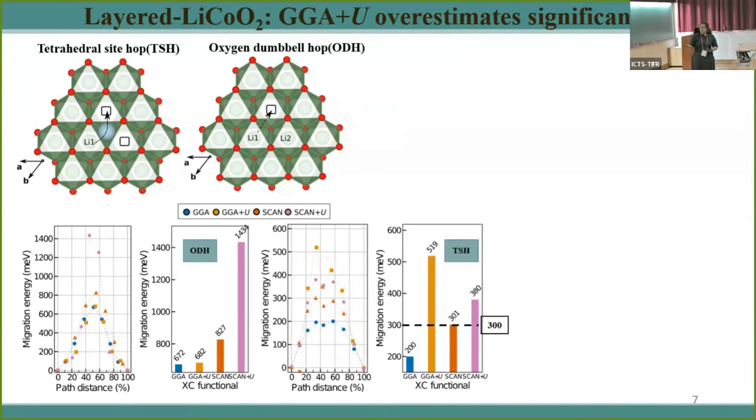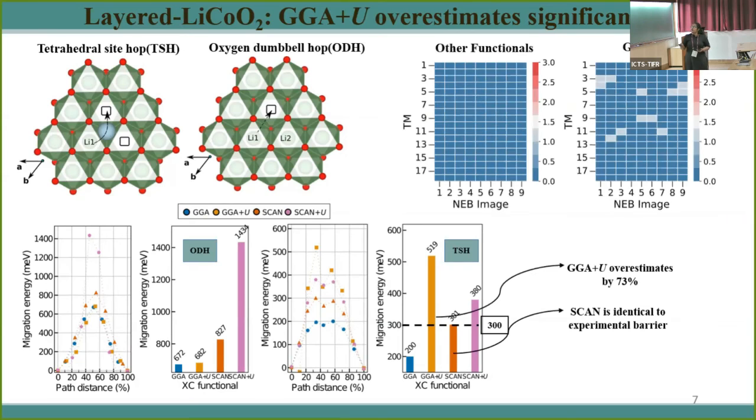And when you take a look at the accuracy, SCAN has a better numerical accuracy when compared to experiments, and GGA+U tends to overestimate here. So we'll try to understand that. This figure again shows the magnetic moments for all of the transition metal ions, for GGA+U on the right and other functionals on the left.